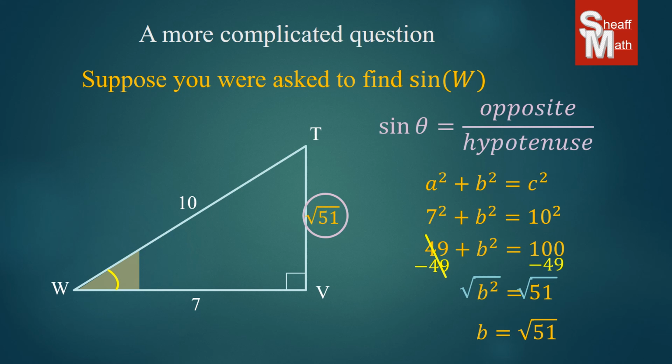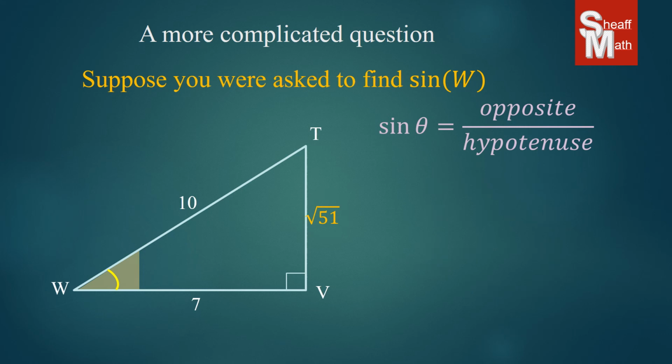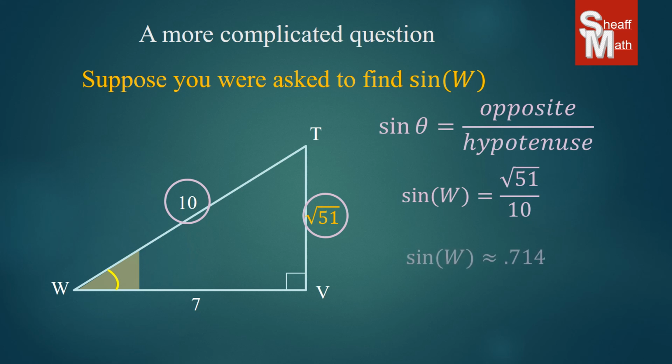Now we're going to do the sine of W. We'll find the opposite of that angle W, which is square root 51, and the hypotenuse is 10, so the sine of W equals square root 51 over 10. You can actually put this into a calculator and get a pretty close answer. I rounded it to the thousandth, so the sine of W is approximately 0.714.